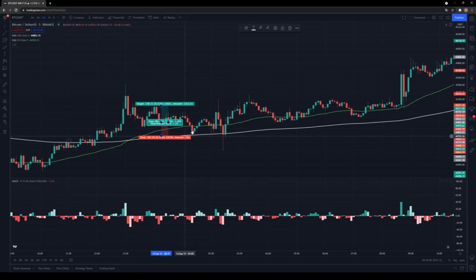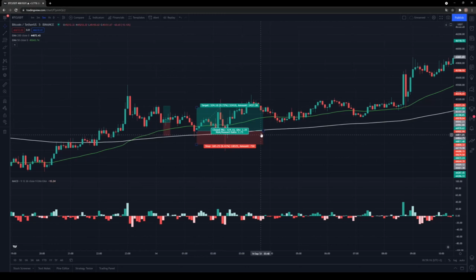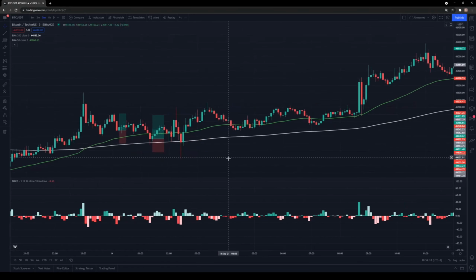Next one would be here. I can easily see that this one is going to be a hit, so the second one would be a hit. I'm going to draw it out anyway. So take one here. Stop loss 0.4. 0.7 even hits, so that's another good trade.